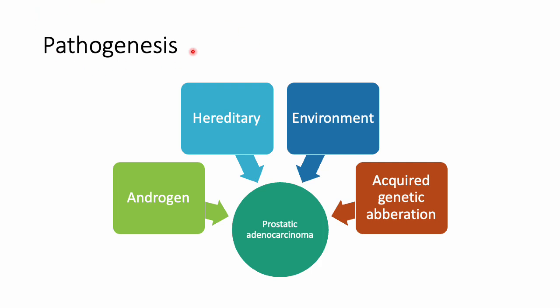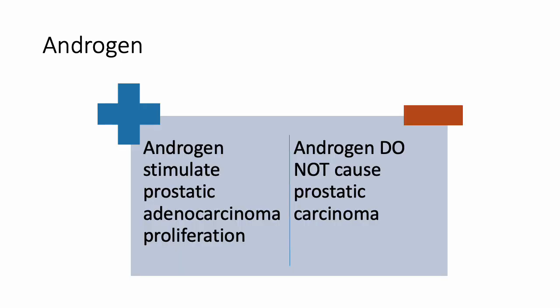So this is how prostatic adenocarcinoma occurs. It can be caused by hereditary, environmental, and acquired genetic aberration, whereas androgen here plays a role to increase the production, division or proliferation of the prostatic adenocarcinoma. So androgen stimulates prostatic adenocarcinoma, but it does not cause prostatic carcinoma. Okay, you need to understand this. Androgen does cause benign prostatic hyperplasia, but it does not cause prostatic carcinoma. Right.